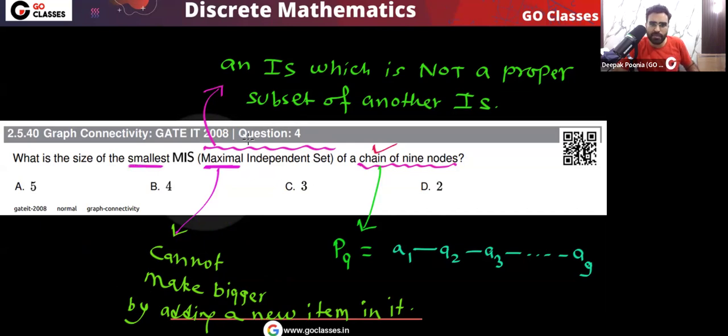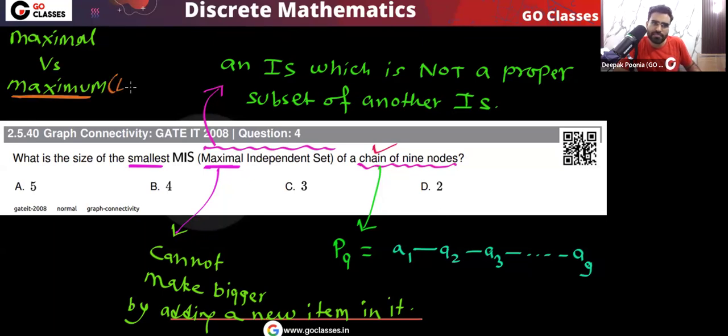Remember, different maximal independent sets can have different sizes. All the maximum independent sets have the same size. So please understand the difference between maximal and maximum. In our lectures, we have already seen this difference. You can find the link in the description in the pinned comment. I will not cover it here, but you can see there is a difference between maximal and maximum.